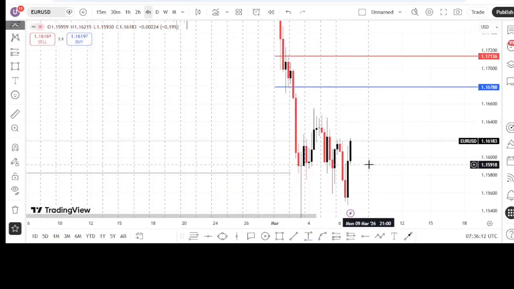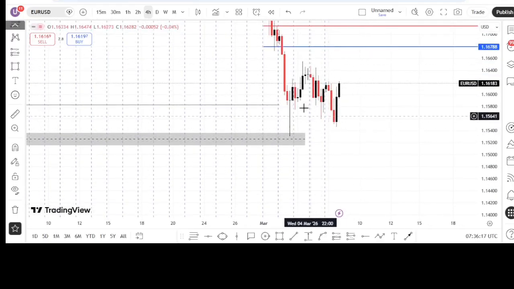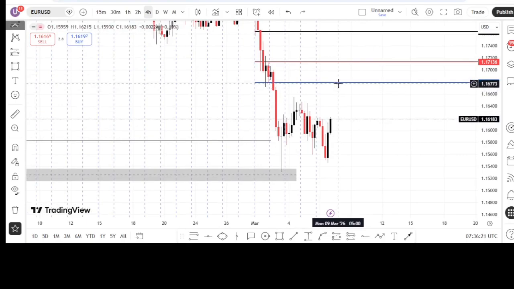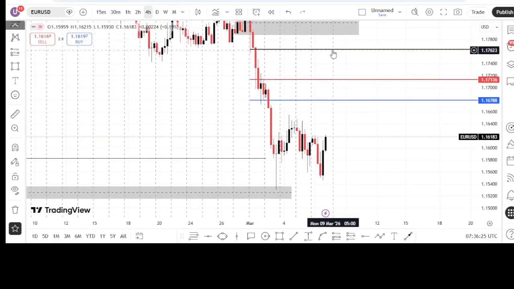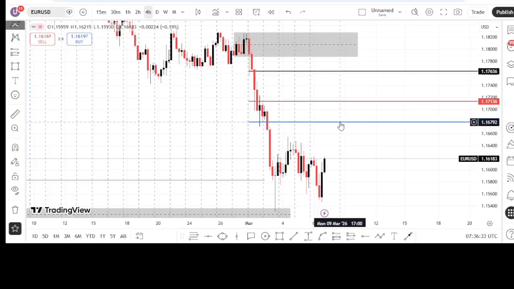Okay, so what we have to do now is look for a way to buy around this level. Then we will keep buying until price gets to 50% or 61% or 78%. Those levels are where we will start looking for a way to sell.